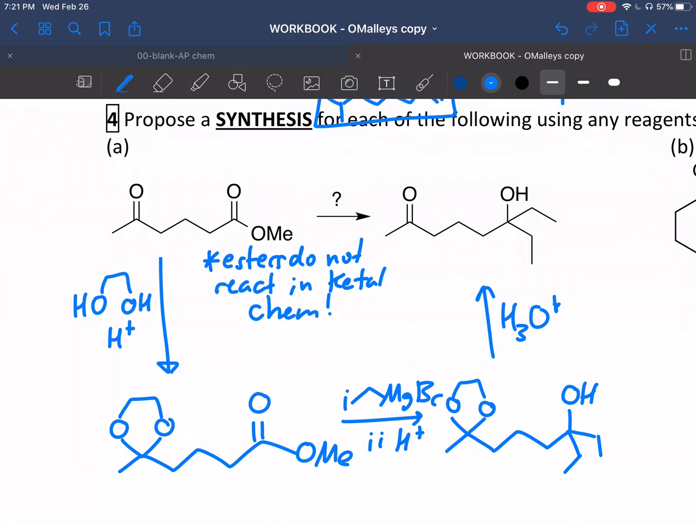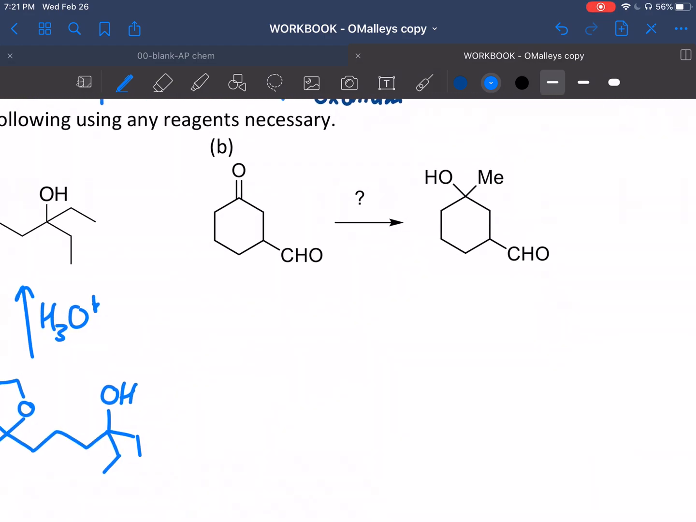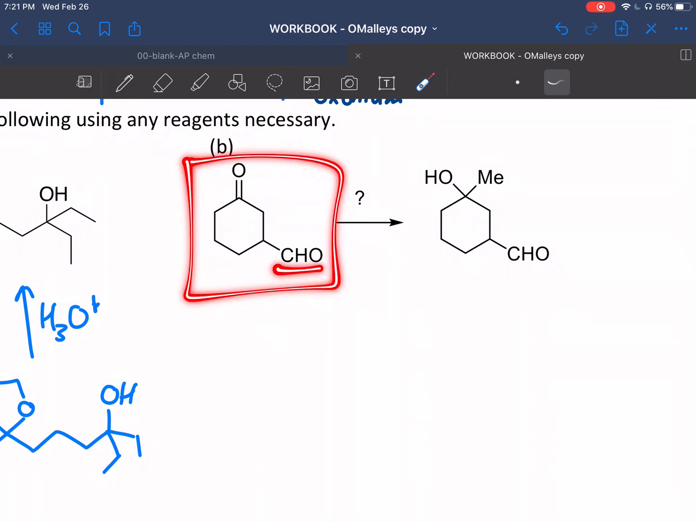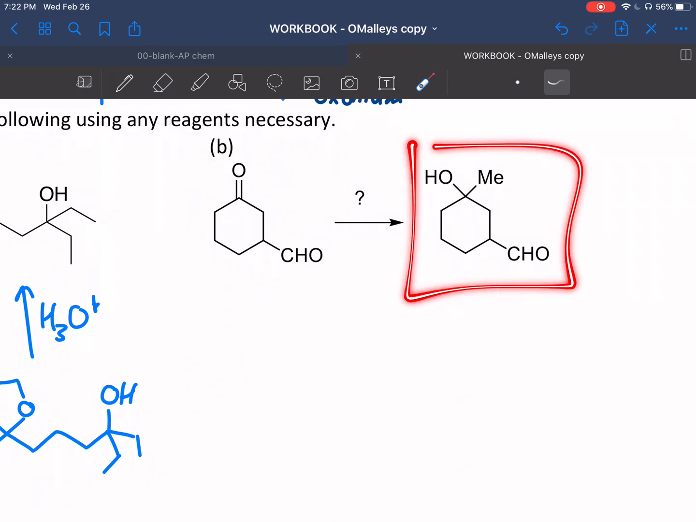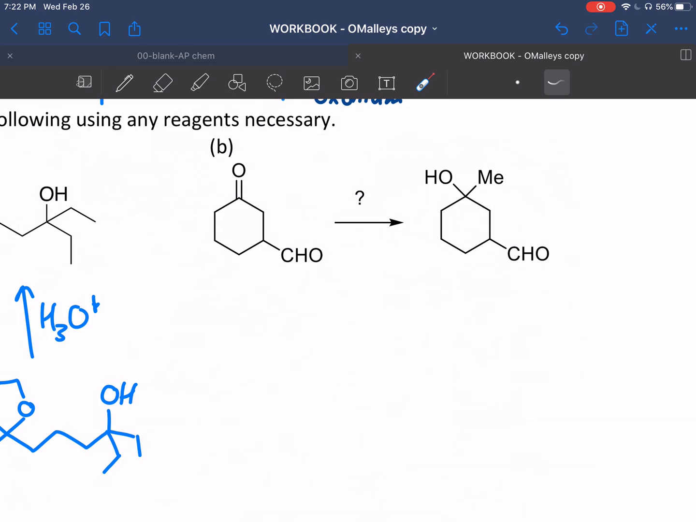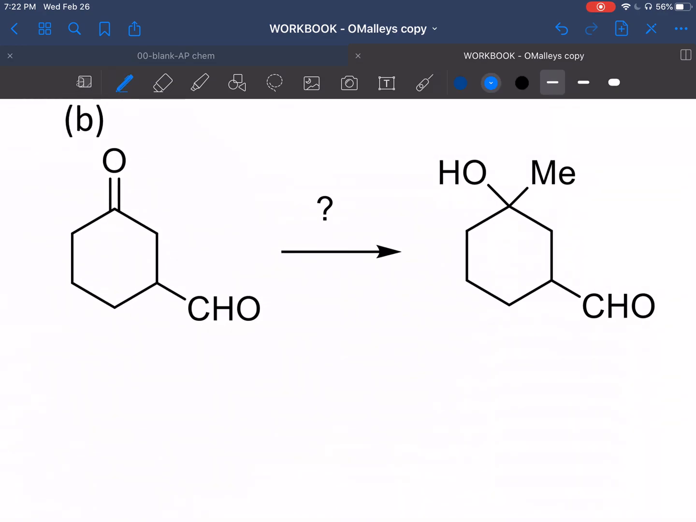So at this point, I'd like you to hit pause and take a look at the last one. How do you make this molecule with a ketone and an aldehyde turn into a tertiary alcohol with the aldehyde untouched? Okay, welcome back.